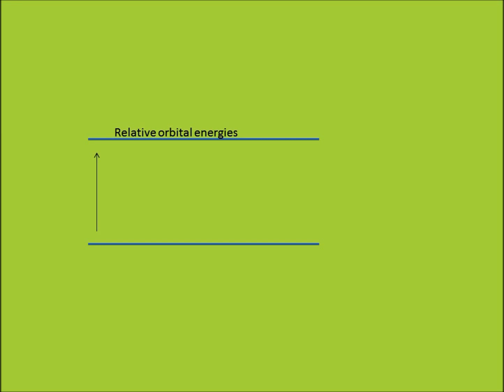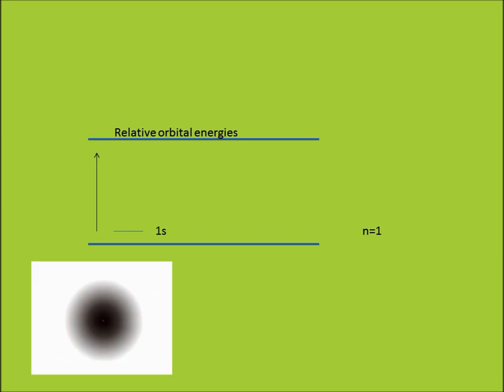Most of the common elements in organic compounds are found in the first two rows of the periodic table. This indicates that their electrons are found in the first two electron shells. The first electron shell, which is the n equals 1 shell, can hold 2 electrons. This first shell contains just the 1s orbital. The 1s orbital is spherical and it is closest to the nucleus and lowest in energy.